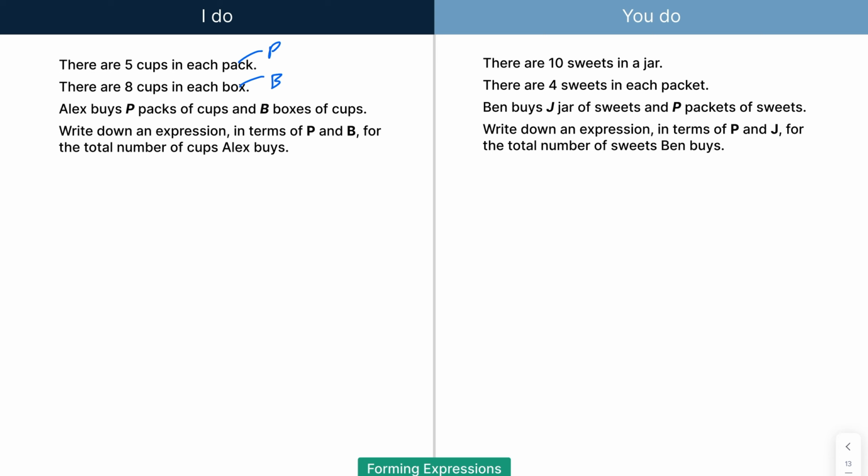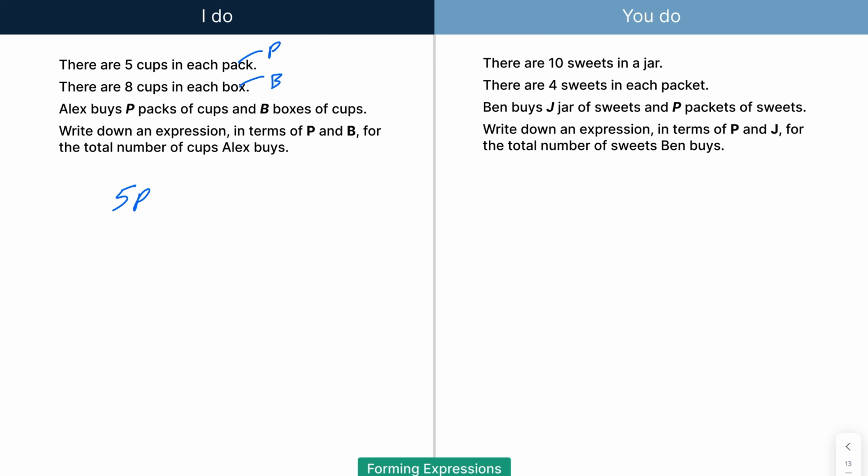So we know there's 5 cups in each pack, reading the first line. If he was to buy 2 packs, he would end up with 10 cups. If he was to buy 3 packs, he would end up with 15, because it's 5 times 3. So you're just multiplying the number of cups by the number of packs. So this becomes 5p.